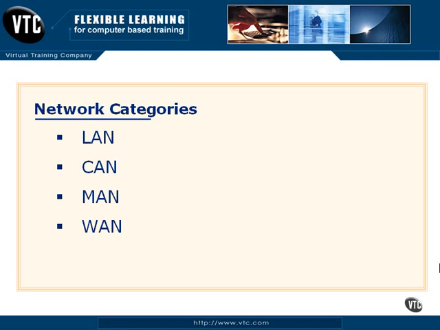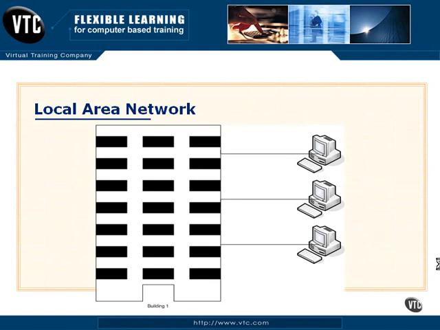Network categories define the geographical layout of our networks. Because networks can be as small as a few computers in one room or as large as two computers connecting over several thousand miles that could be spanning all over the globe, we have these individual categories that we can place our networks into. Our first network category is our local area network.